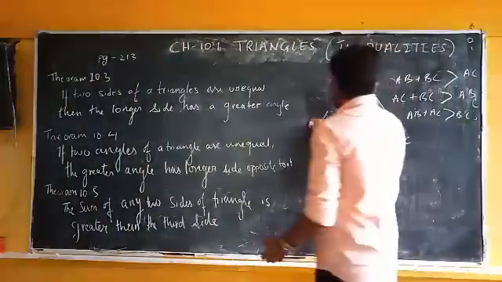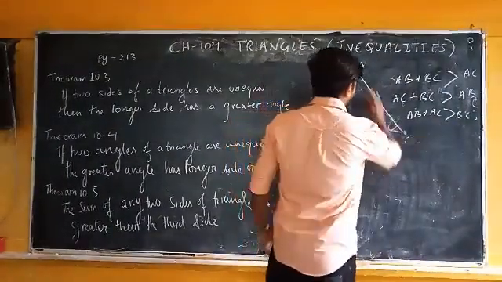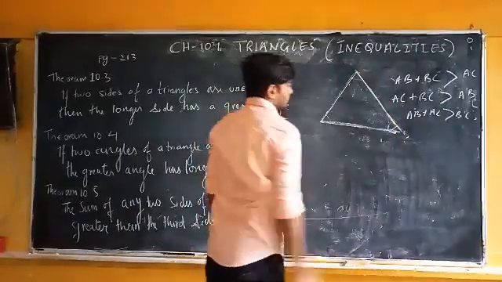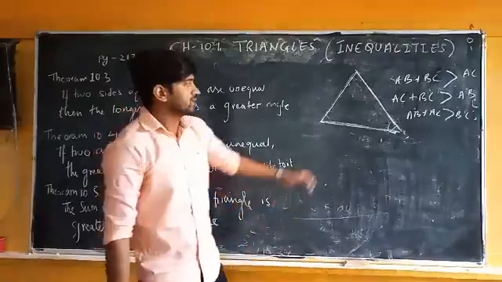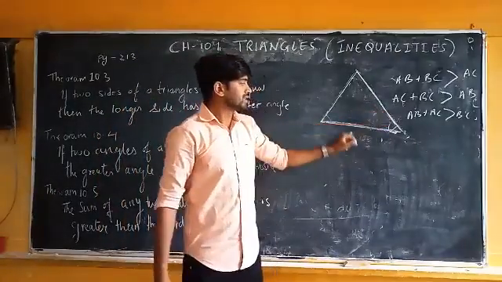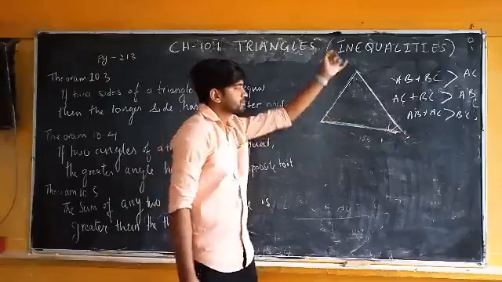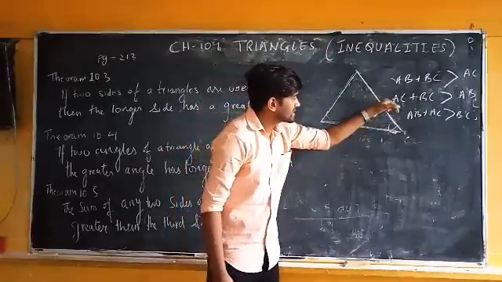If you just see a triangle, let's say ABC, a common triangle, you can see which side is bigger. This side is the greatest one. This is the second greatest one, and this is the third, the smallest one. Now you can see this angle.